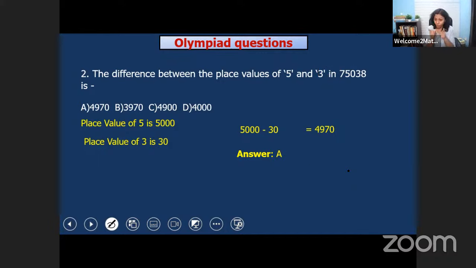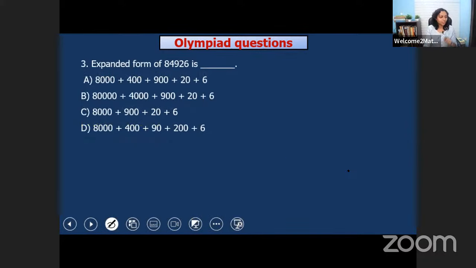Let's solve one more question. Now your question is that you have to write the expanded form. Okay. You see it is 84,926 and now you have to write the expanded form first. Then I will show you the answer. Expanded form of this number 84926.